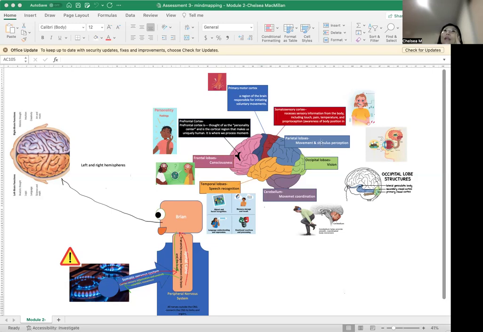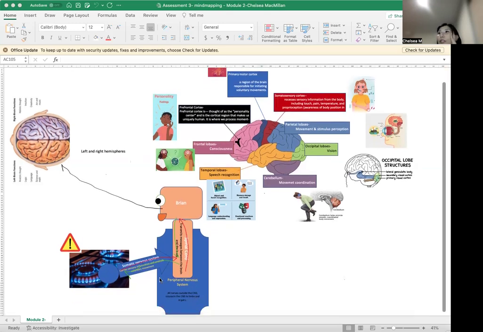So now we have looked at the regions of the brain. Now let's look at the peripheral nervous system. What is the peripheral nervous system? It is all the nerves outside of your brain and spinal cord, which act like a messenger, carrying signals to and from the central nervous system.